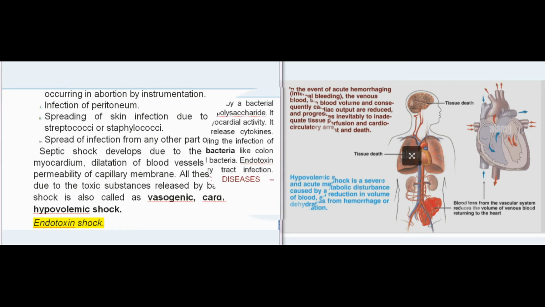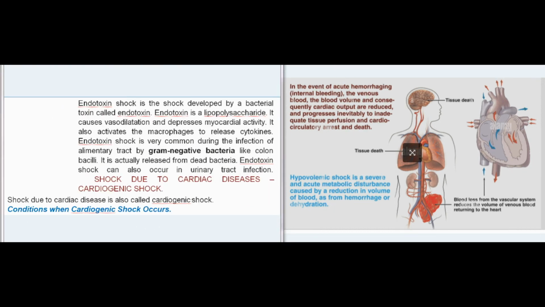Endotoxin shock. Endotoxin shock is the shock developed by a bacterial toxin called endotoxin. Endotoxin is a lipopolysaccharide. It causes vasodilatation and depresses myocardial activity. It also activates the macrophages to release cytokines. Endotoxin shock is very common during the infection of alimentary tract by gram-negative bacteria like colon bacilli. It is actually released from dead bacteria. Endotoxin shock can also occur in urinary tract infection.